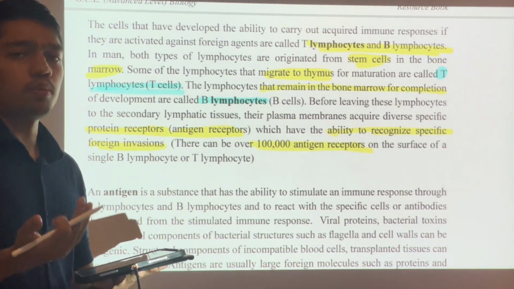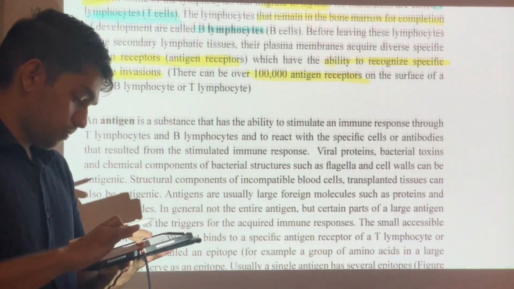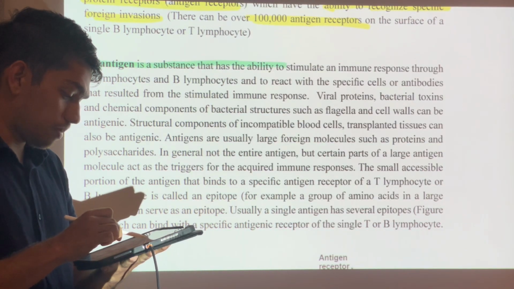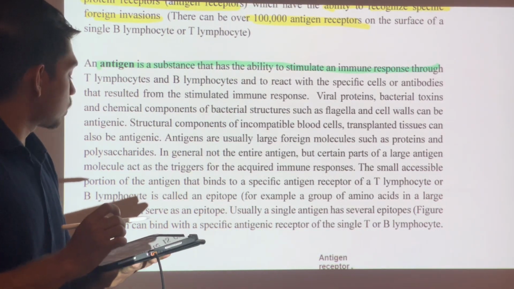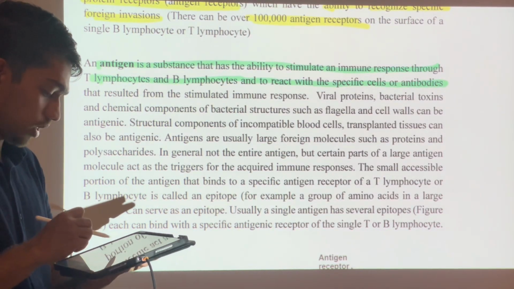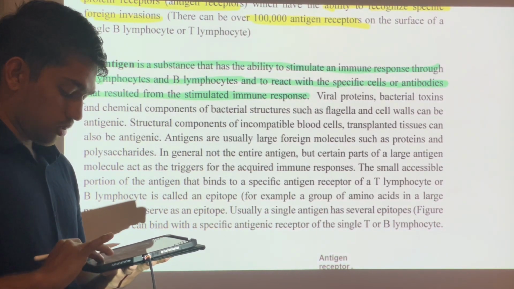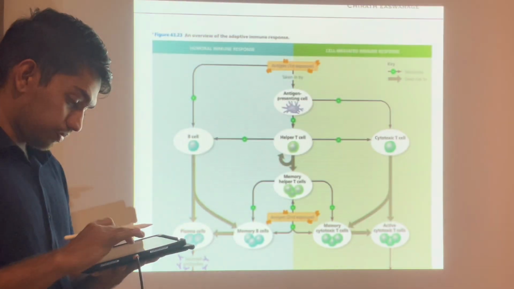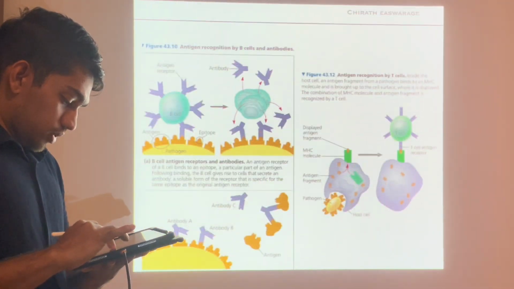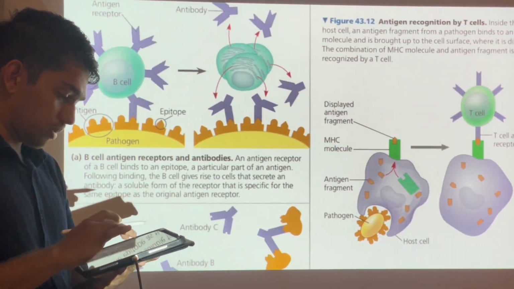Right. So before coming to these antigen receptors, let's know what an antigen itself is first. An antigen, by definition, is a substance that has the ability to stimulate an immune response through T lymphocytes and B lymphocytes and react with the specific cells or antibodies that resulted from the stimulated immune response. Right. So let's come to what an antigen is first. This is how I'm going to explain this in full detail later.